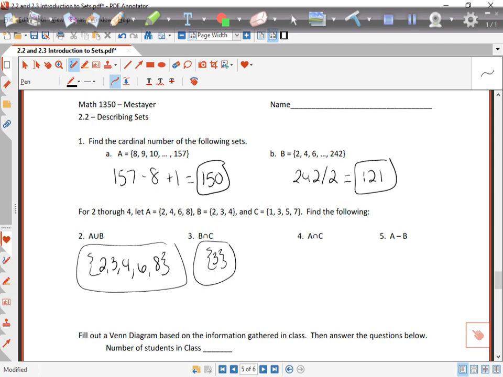A intersects C. What do A and C have in common? Let's see. A is 2, 4, 6, 8, and C is 1, 3, 5, 7. So those are all even. Those are all odd. They're not going to have anything in common.